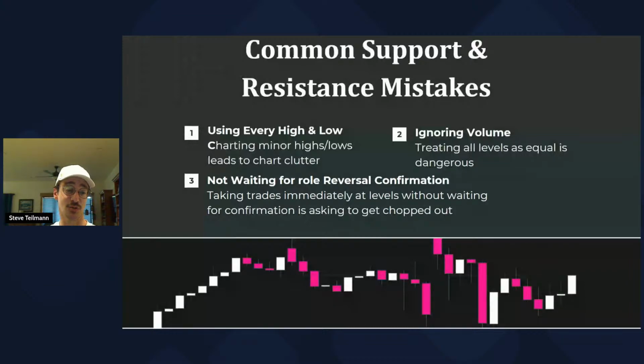The next thing is super important, and that's not waiting for that role reversal confirmation. So you're not waiting for the support to prove itself as support. Maybe you're just buying the second it taps into it, and that's all well and good if it responds.